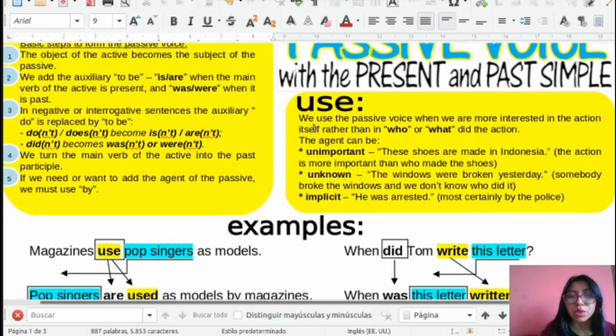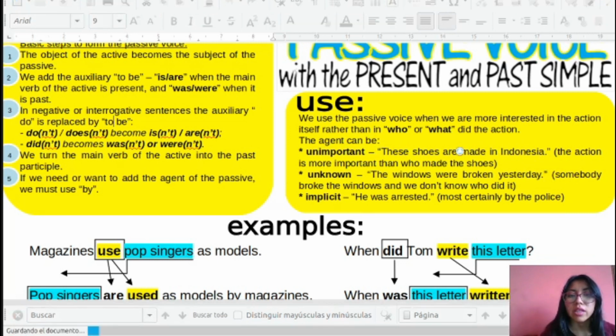When do you use it? We use the passive voice when we are more interested in the action itself rather than in who or what did the action. It means we are going to use passive voice when you focus on the action, okay? The agent can be unimportant. These shoes are made in Indonesia. Okay, in this sentence I don't have the agent because that is unimportant. The action is more important than who made the shoes, okay? For this reason, I don't put the agent.